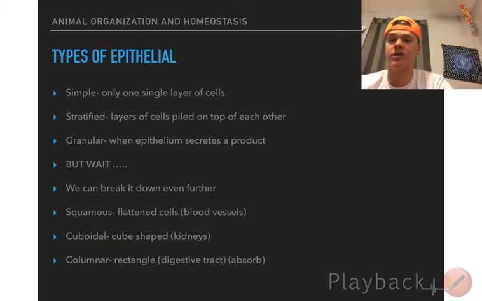Squamous meaning flattened cells. An example where you can find this is your blood vessels. Cuboidal, cube-shaped. You can find this in your kidneys. And columnar, which is rectangle-shaped. You can find this in your digestive tract, and this helps with absorption.